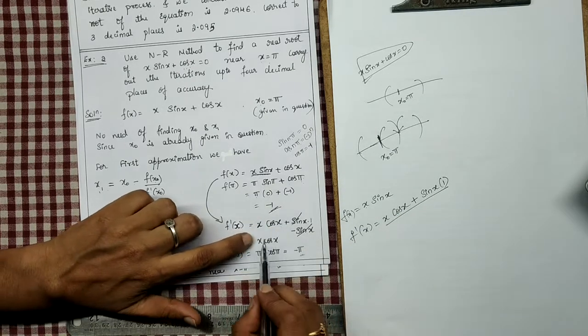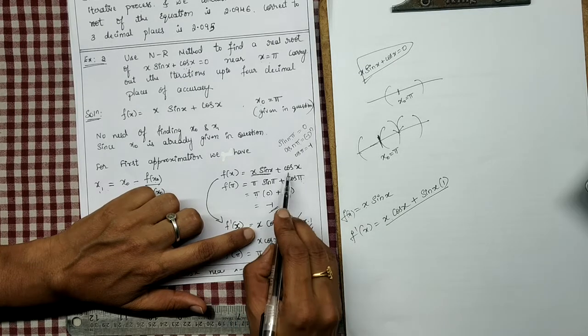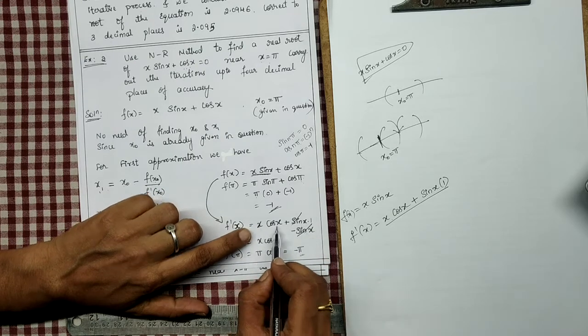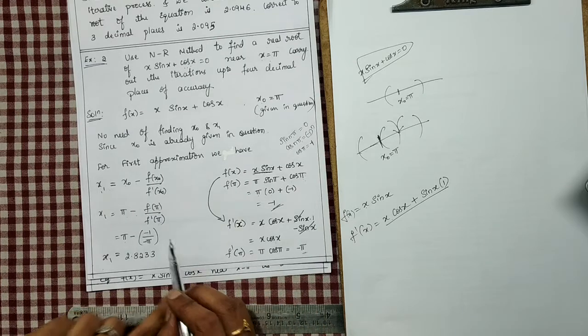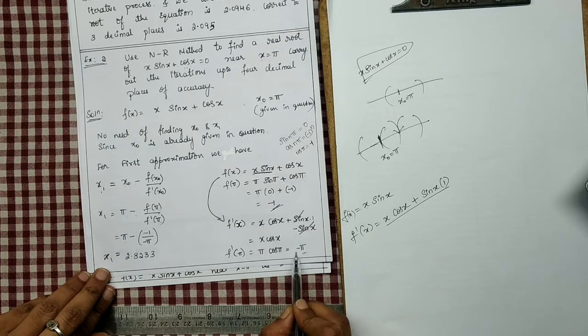So x sin x differentiation is x cos x plus sin x, plus cos x differentiation is minus sin x. So these two will cancel each other because it is plus sin x minus sin x. So you will be remaining with x cos x. Now in place of x put pi, so that you will get f dash of pi. So f dash of pi is equal to pi, in place of x is pi, right? So it is pi into cos pi. That will give you minus pi.